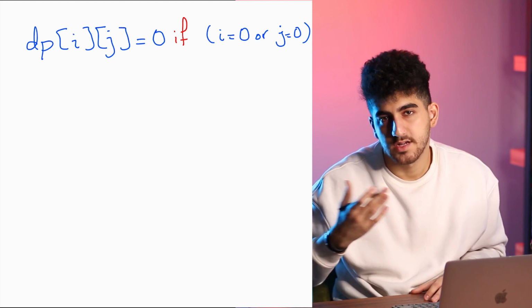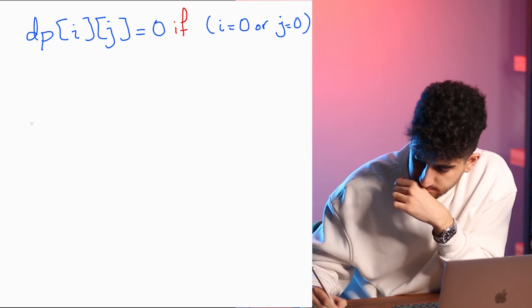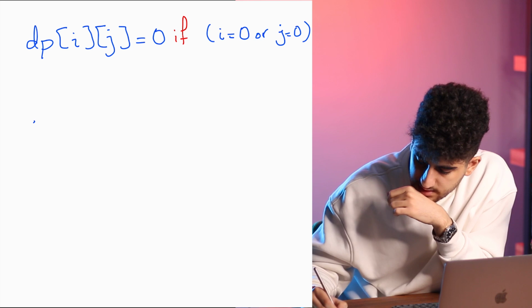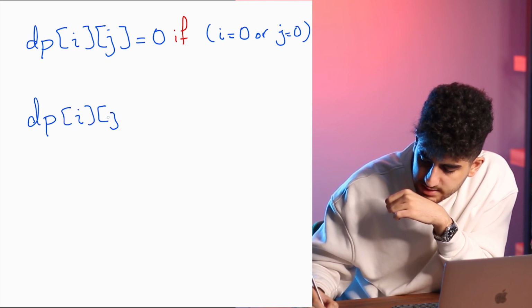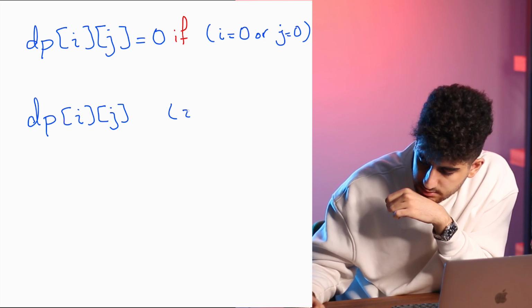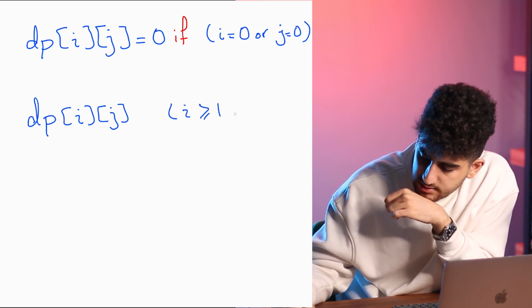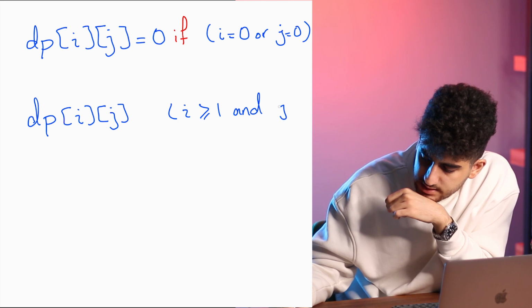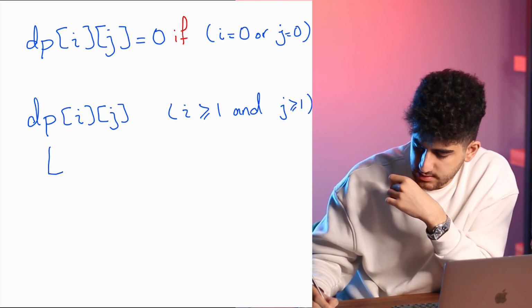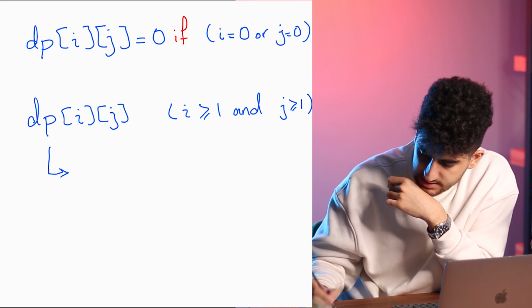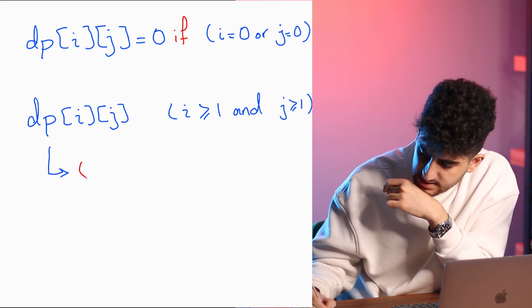Otherwise, if both of them are at least 1, so now I know that both I and j are at least 1, I is greater than or equal to 1 and j is greater than or equal to 1, there are two cases. The first case is that S of I is equal to T of j.